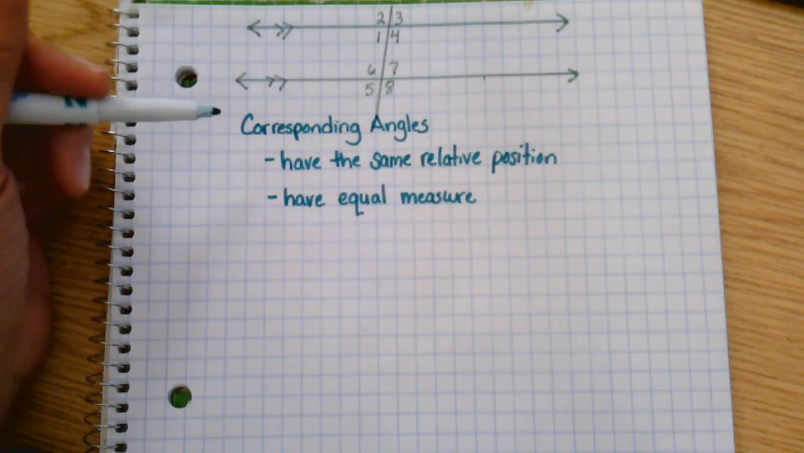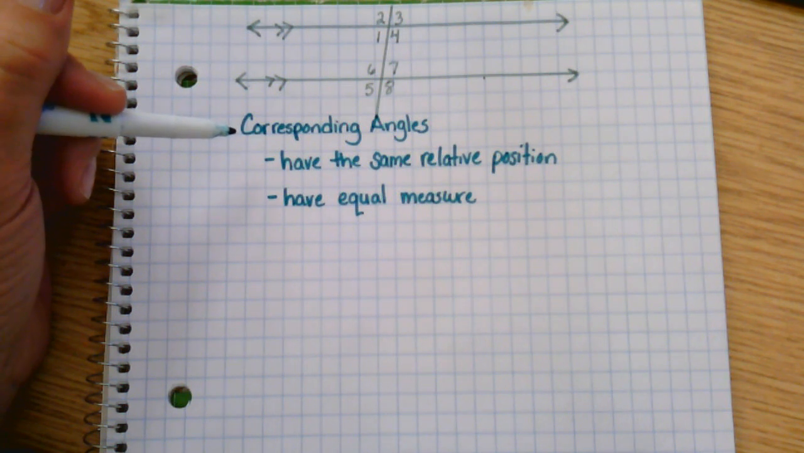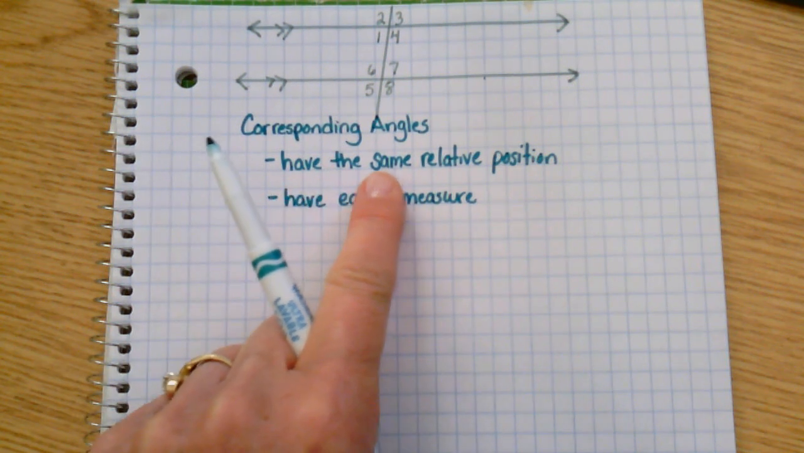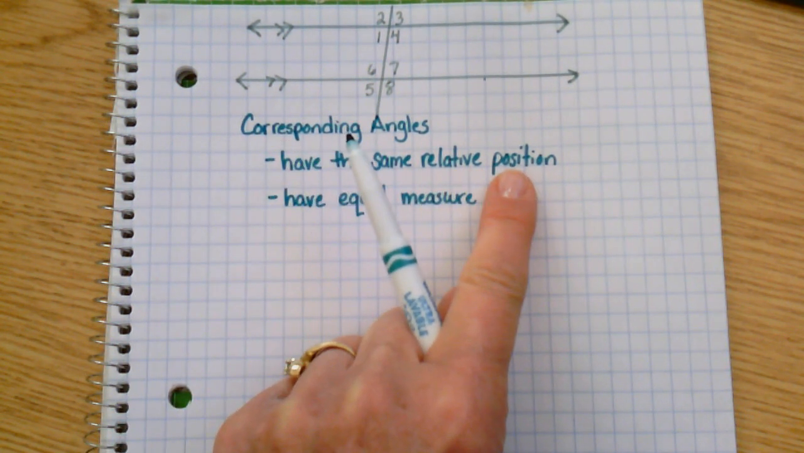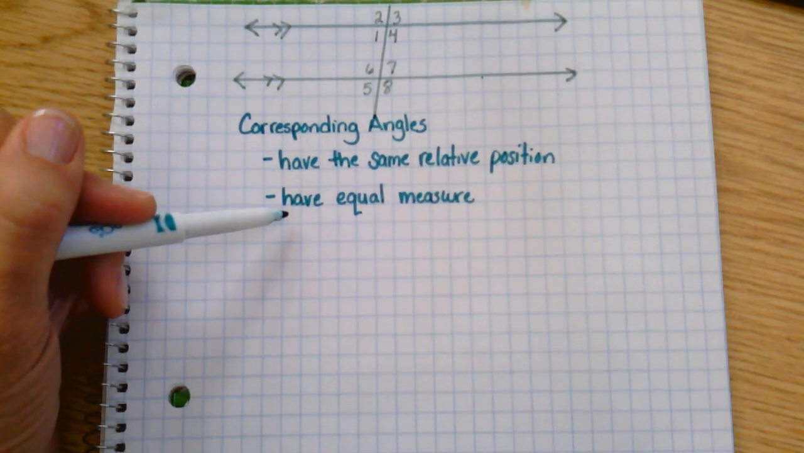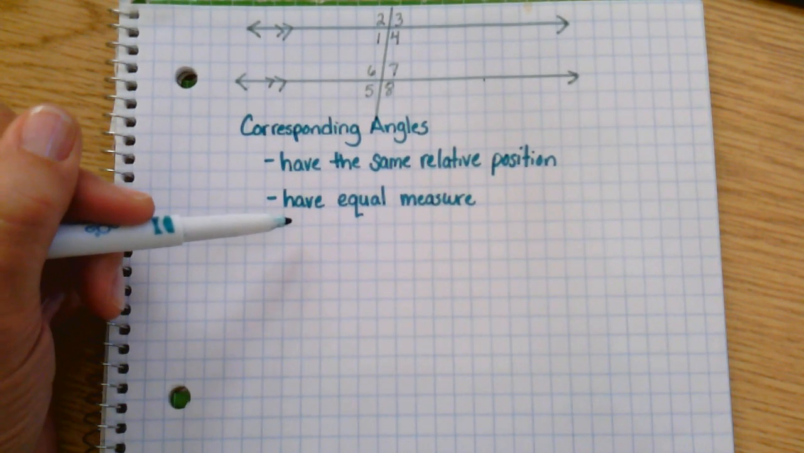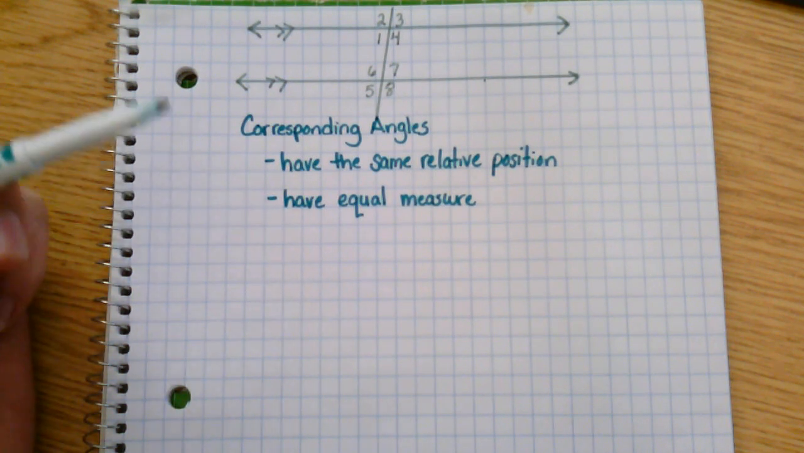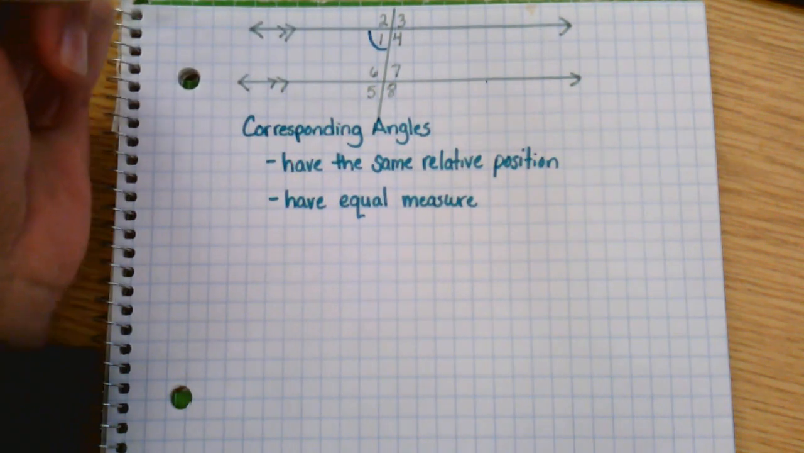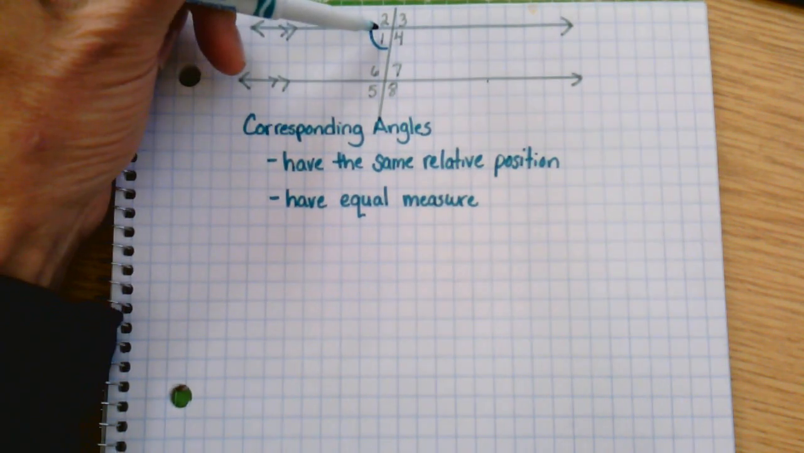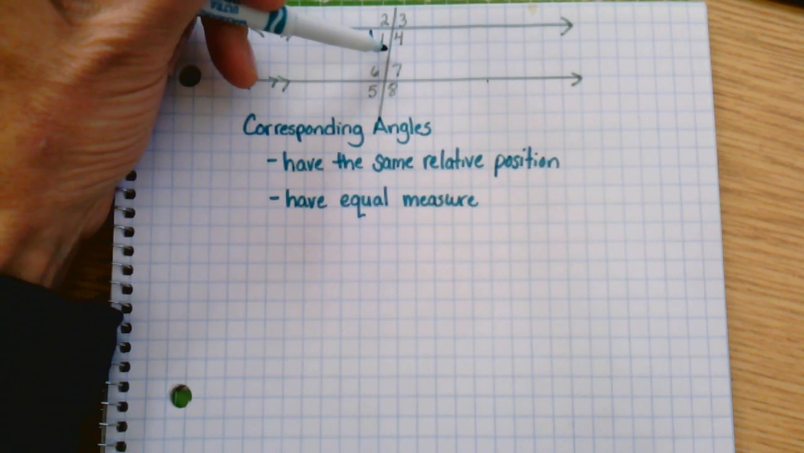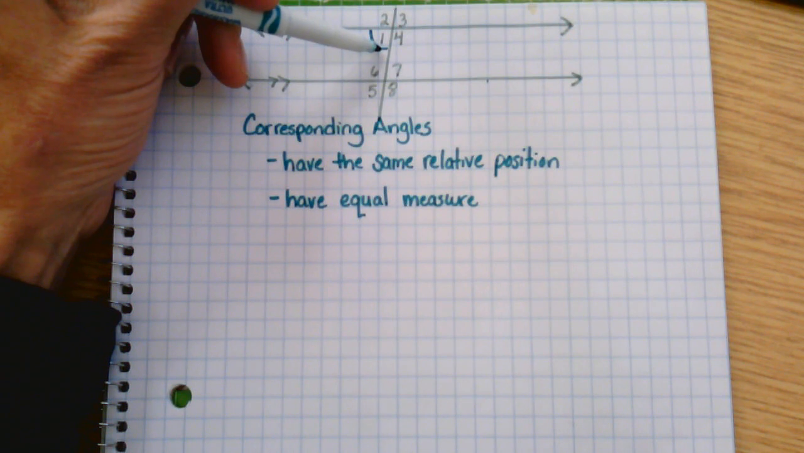Our next angle relationship are corresponding angles. Corresponding angles have the same relative position, meaning they're kind of in the same place as one another, and again, they have equal measure. So let's look at the diagram up above. Let's start out by looking at angle 1's position in the diagram. Angle 1 is beneath its parallel line, and it is to the left of the transversal.